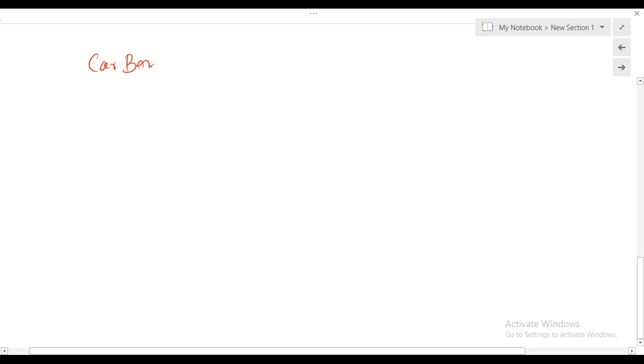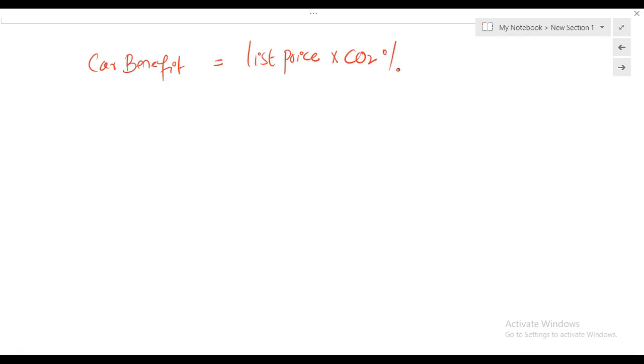Car benefit. Simply take the list price of the car and multiply this list price with CO2 percentage. You will get car benefit. Repeat. How do we calculate car benefit? All you need is just multiply list price of the car with CO2 percentage. We'll be discussing right now how do we calculate this list price and what about the CO2 percentage. Wait for that. Whenever an employee is given a car for his or her personal use, private use, then car benefit arises. How do we calculate car benefit? All you need is just multiply list price with CO2 percentage. Okay.